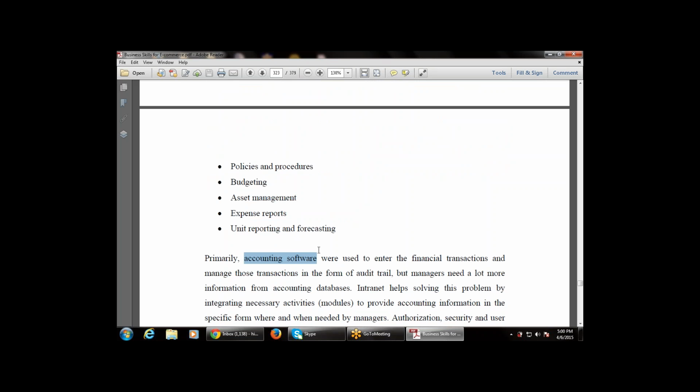Primarily, accounting software was used to enter financial transactions and manage those transactions in the form of an audit trail, but managers need a lot more information from the accounting databases. That is, accounting software is just to enter the records and manage the transactions, but managers need more to measure something from the accounting database.